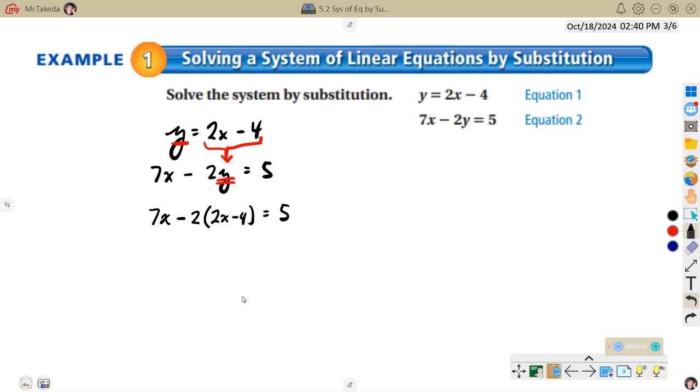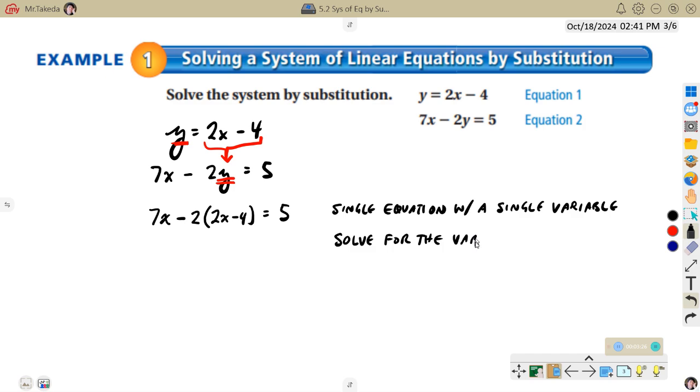Okay, so the first goal is really a single equation with a single variable. Okay, this is kind of the goal of the first step. All that stuff on that earlier slide comes down to this. We want a single equation with a single variable. All right, and then we're going to solve for the variable. In this case, it's x. So we want to get x by itself.